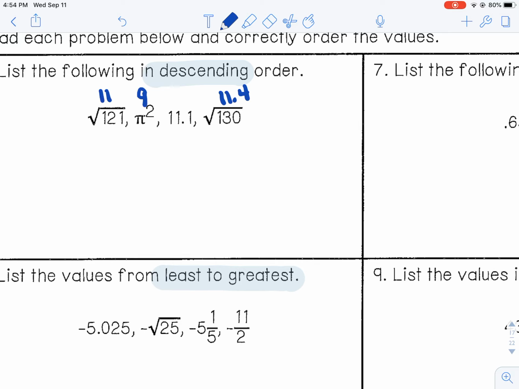So descending order means largest to smallest. So I'm going to put them in their original form. The square root of 130 is our largest, followed by 11.1, followed by the square root of 121, because that's equal to 11. And then finally, we have pi squared. So again, largest to smallest.